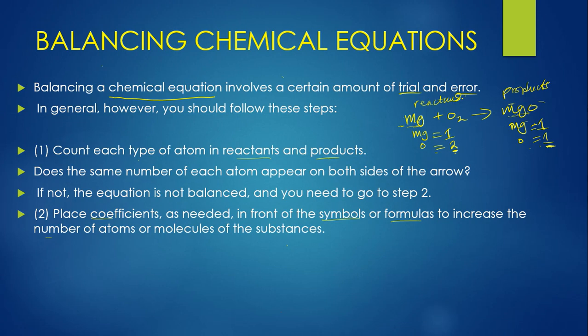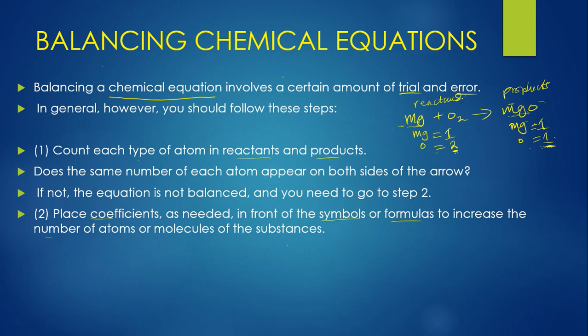So when balancing, we're going to place the coefficients in front of the symbols or formulas to increase the number of atoms or molecules. So we need to ensure that the number of atoms on your reactants and the products are the same. So how can you ensure that this side we also have oxygen to be 2? Because this side it's 2, this side it's 1. This side we can't make it 1, it's already 2 like that. So we need to deal with the product part this side.